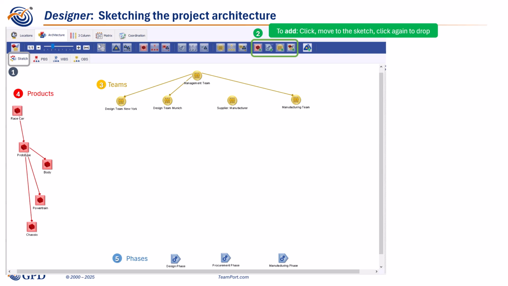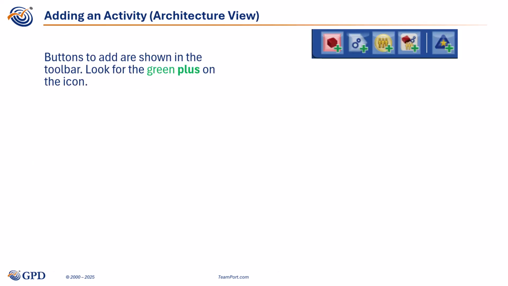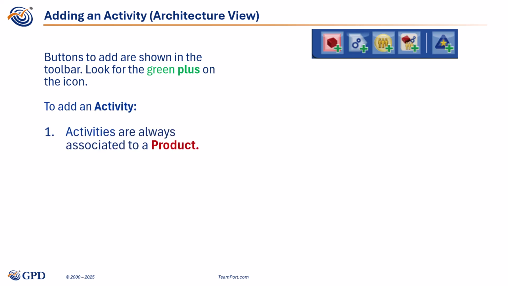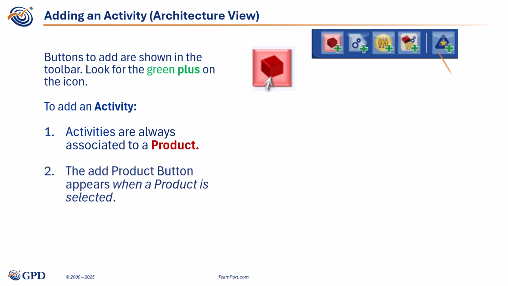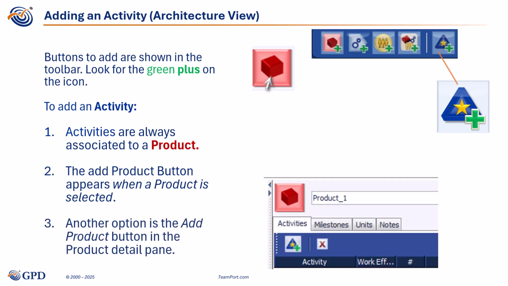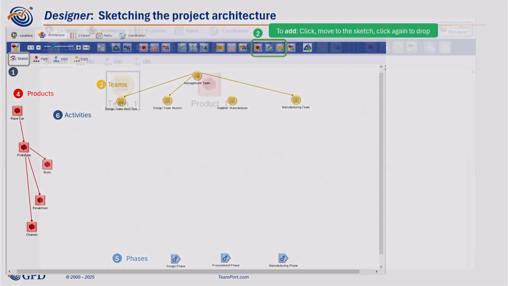Activities, called jobs or tasks in classic project management methods, connect products to teams and phases. Since activities are always linked to a product, to add an activity it is necessary to select the product to which it is related. Once a product is selected, the Add Activity button is enabled in the toolbar. Activities can also be added within the product detail pane. Activities are shown connected to their related product by a red dashed line.